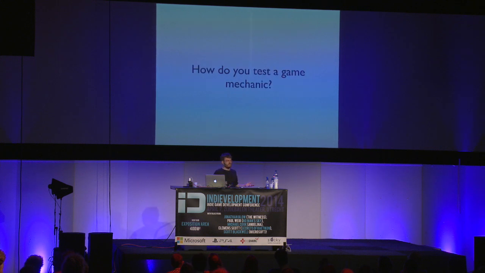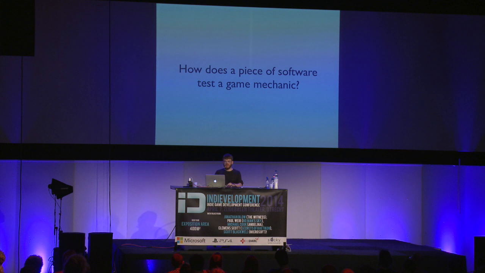But the thing is, how do you test a game mechanic? I mean, if you were making a maze, for instance, you might have some ideas for how you test that, right? Maybe it's the distance from the start to the finish, or how many dead ends there are. But some things are difficult to test, and this is what's interesting about doing the kind of research I've been doing. How do you test a game mechanic? Or how does a piece of software test a game mechanic? If any of you have worked on games yourself, you will have ideas for how to test game mechanics.